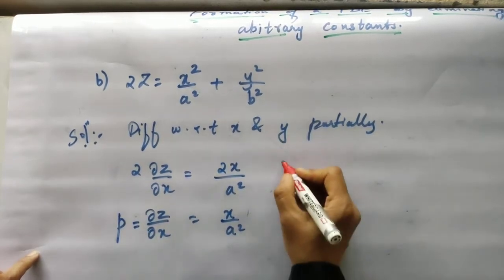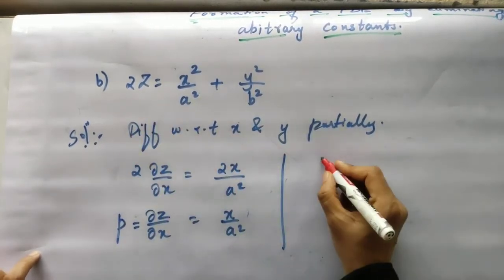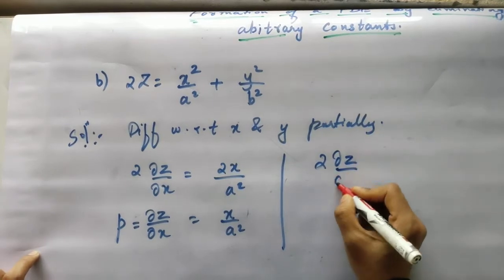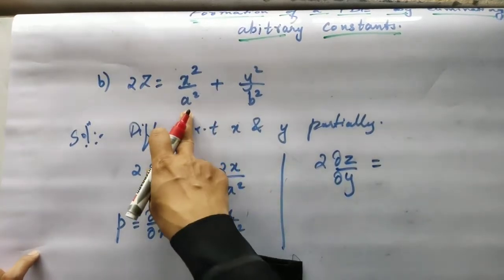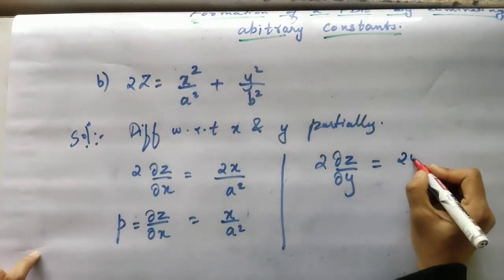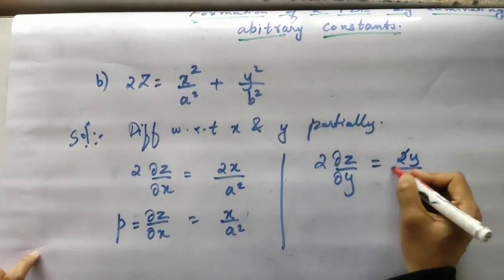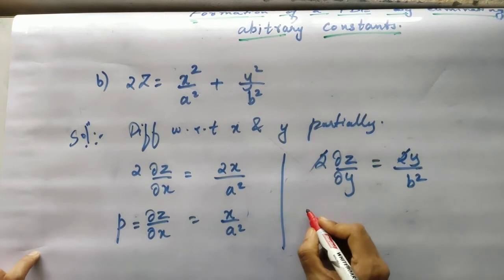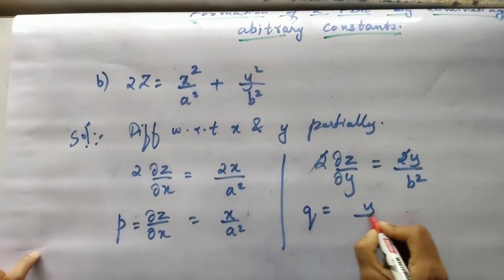This is nothing but p for me. Similarly, the derivative of this with respect to y: it will be 2 times dou z by dou y is equal to, the derivative of the first term with respect to y is 0, and the derivative of this with respect to y will be 2y divided by b square. 2 gets cancelled. This is nothing but q is equal to y by b square.